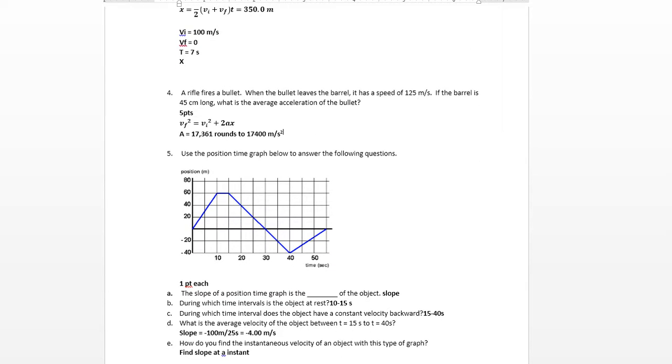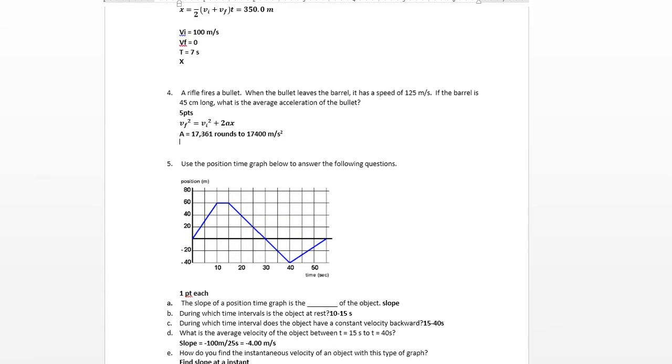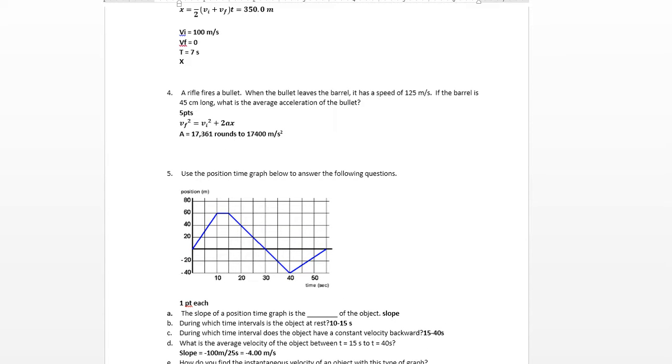In number 4, I've got my bullet here, and it's going to start in the barrel. So it's going to start from 0, and when it leaves the barrel, it travels 45 centimeters, and it comes out with a final speed of 125 meters per second. So if I list what I know, VI is 0.